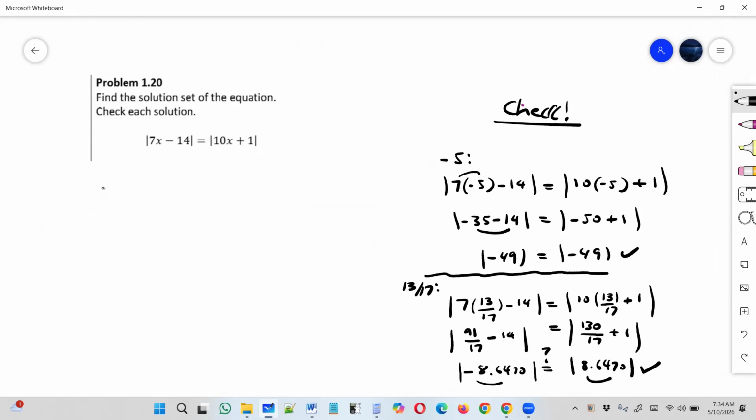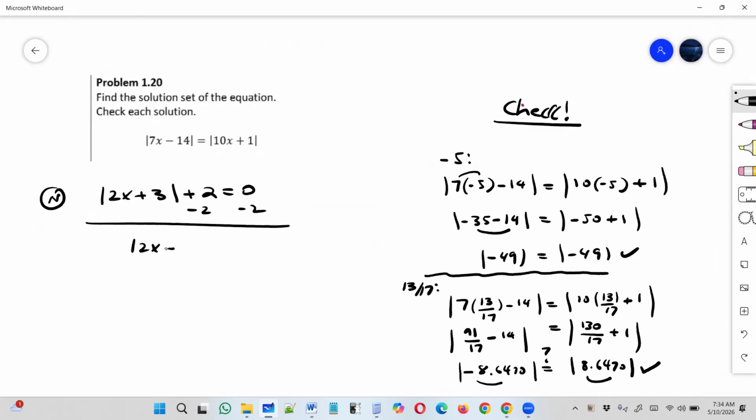You may have one in your workbook. So let's say I have this equation right here, the next problem: absolute value of 2x plus 3, plus 2 equals 0. The very first thing that we do is subtract 2 on both sides, right? Because we have to isolate the absolute value. And then we divide the equation into 2. So 2x plus 3 equals negative 2. This is the positive one. And 2x plus 3 equals minus a negative 2.